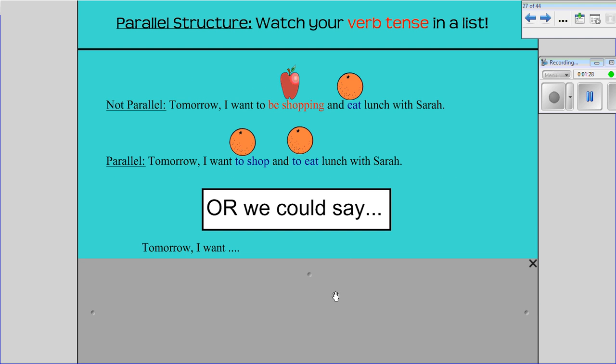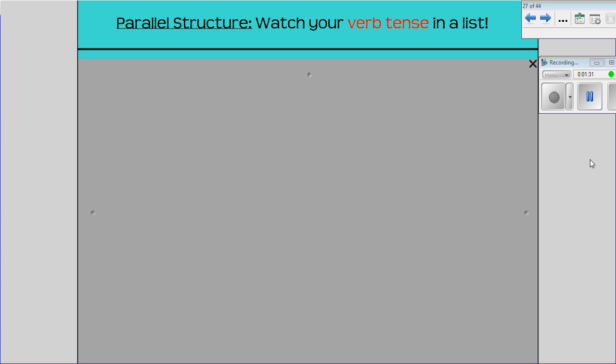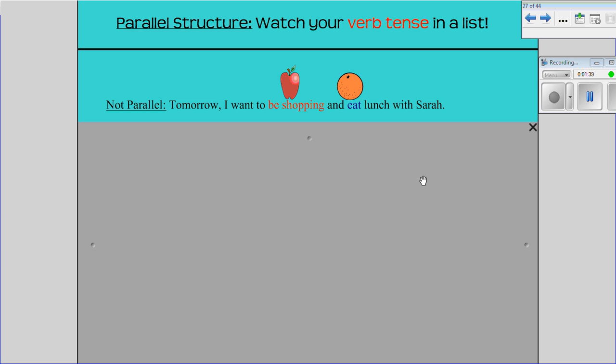So let's look specifically at how this is going to look within your own writing. The first thing that you need to be aware of is your verb tense. So if we look at this sentence, it's not parallel. It says, "Tomorrow I want to be shopping and eat lunch with Sarah." If we look at our verbs, we can tell that this verb, be shopping, is different than this verb, eat. So one way to make this sentence parallel would be to say, "Tomorrow I want to shop and to eat lunch with Sarah." Now we have both of those verbs as infinitives.